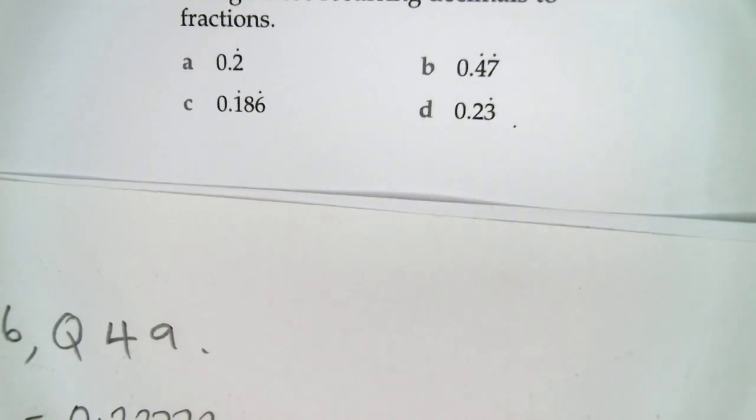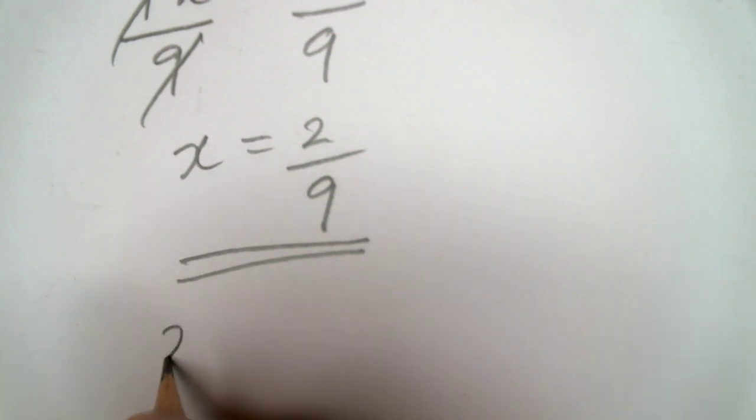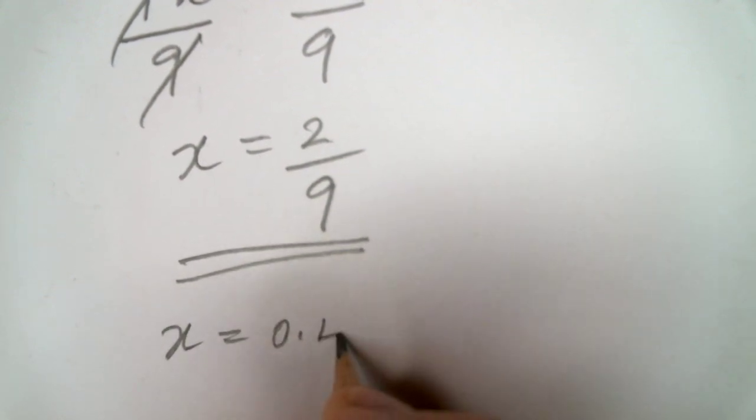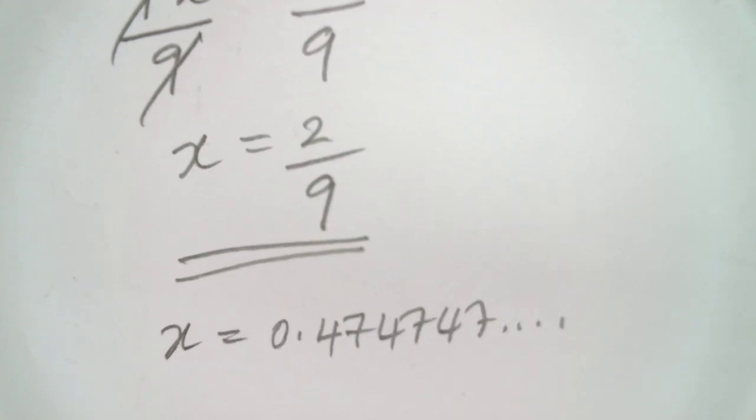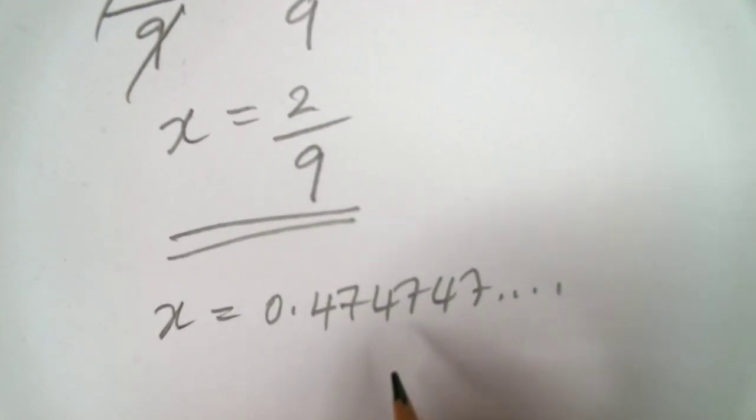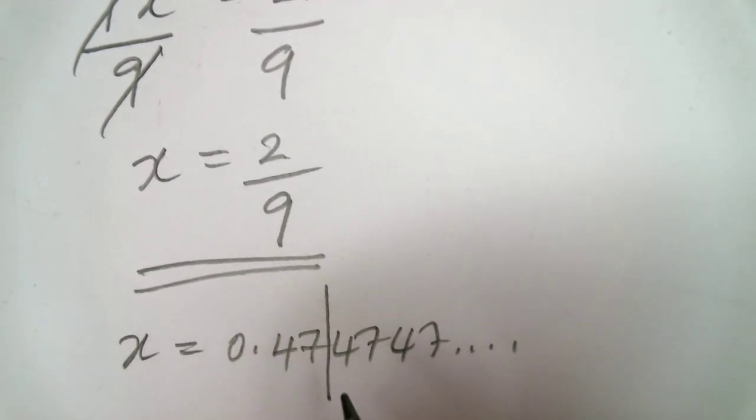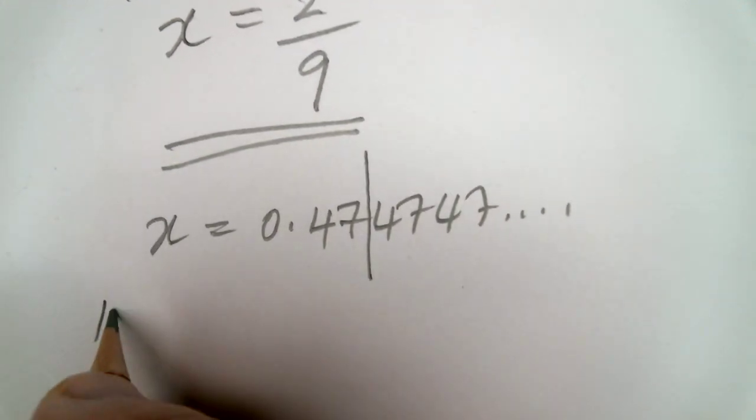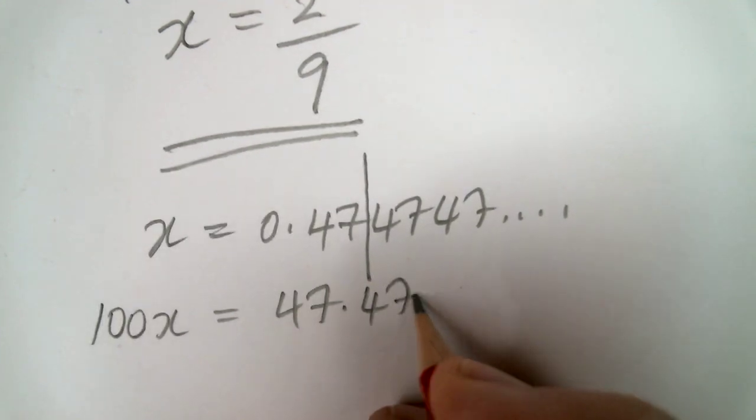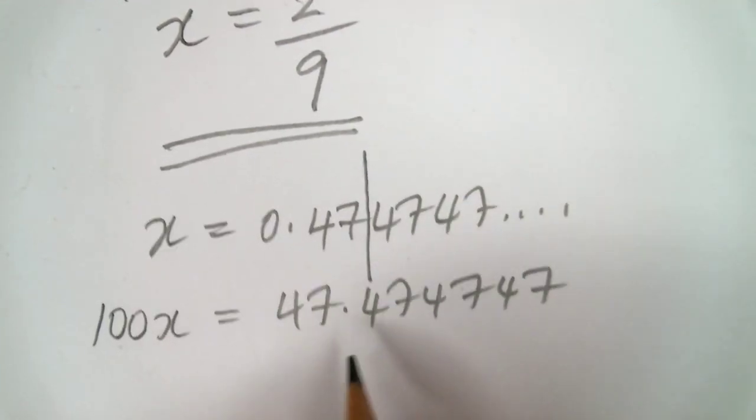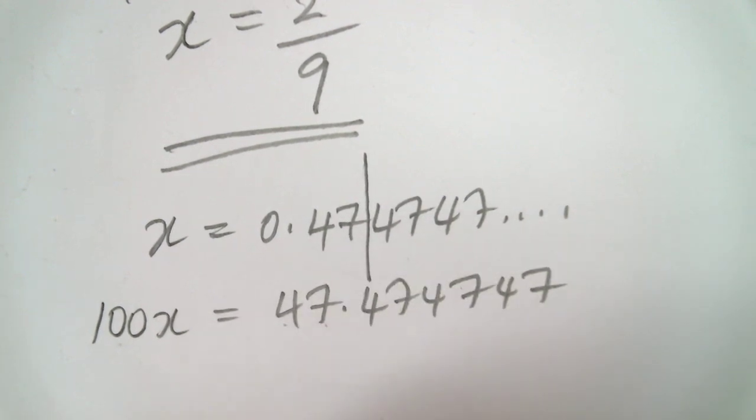It's 0.47 recurring. So I'm going to say this time x is equal to 0.474747... I'm going to multiply that by 100 this time because the recurring bit is 2 places in. So 100x is going to be 47.474747. We want to find the recurring bit. It's both of those numbers as the recurring bit.